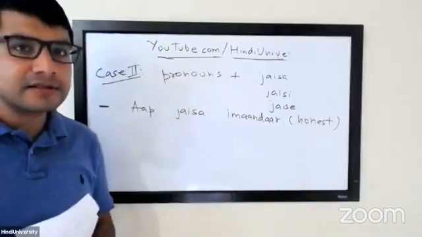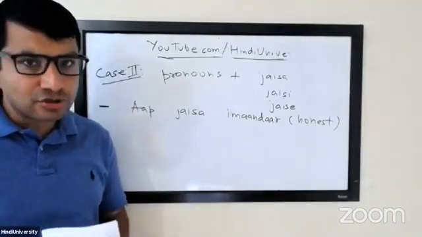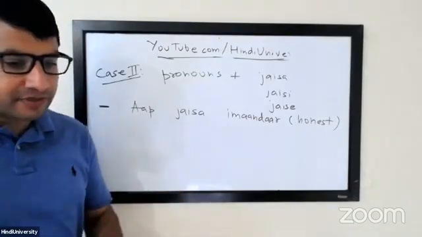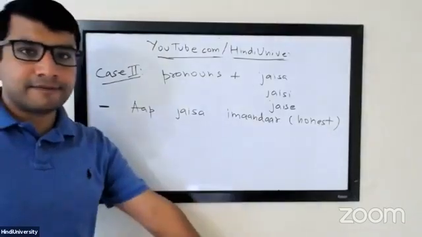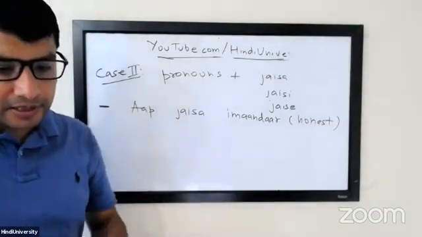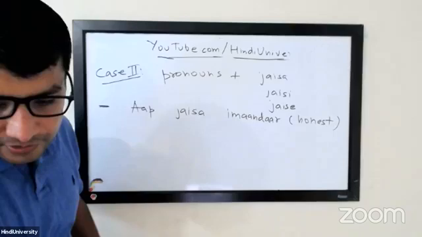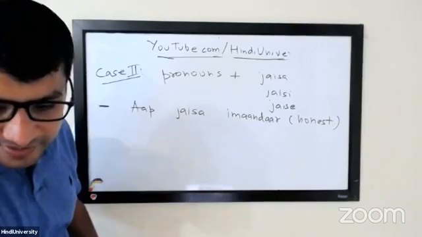But maybe the sentence is not complete. That's right, the sentence is not complete. I have just taken a subset of the sentence, like aap jaisa imandar. You're comparing honesty of someone with someone else. I thought it's like you seem to be an honest person, I thought it's in that sense.